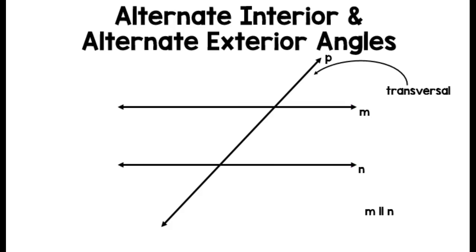Now, to form some angles, we need one more line, which is what we call the transversal. So right here, I have created line P. This is transversing across both parallel lines. So we call this the transversal.